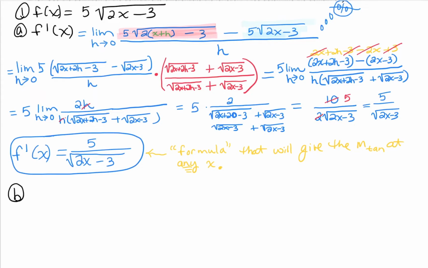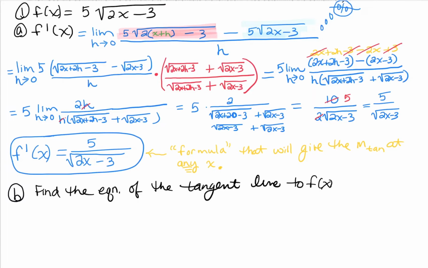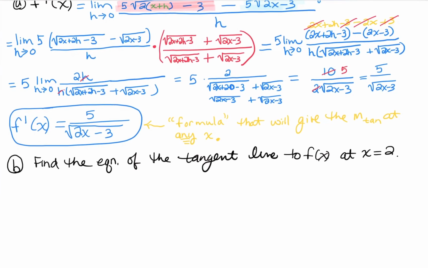So now suppose we were asked to find the classic question here. Let's find the equation of the tangent line to f of x. So it's always the equation of the tangent line to the original function. And now we'll say at some specified point, so at x equals 2. So I want to know the tangent line specifically for x equals 2.